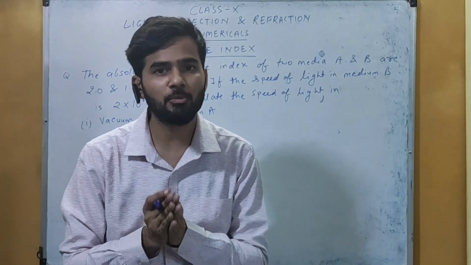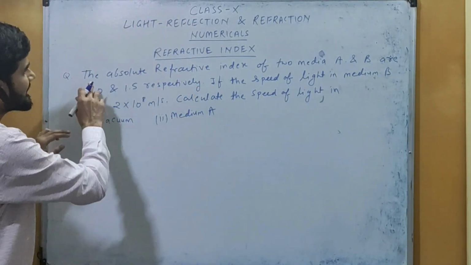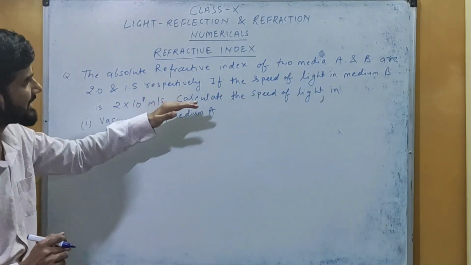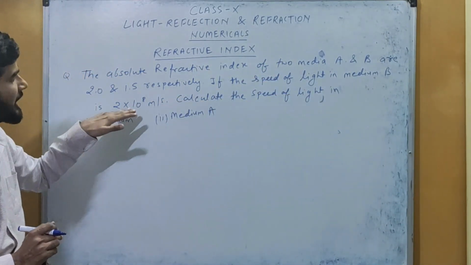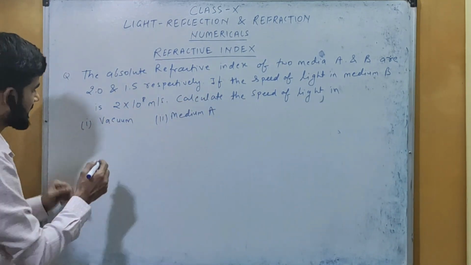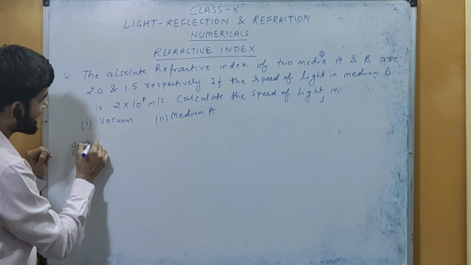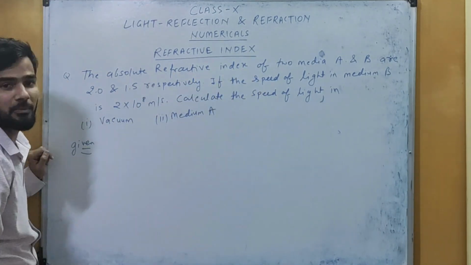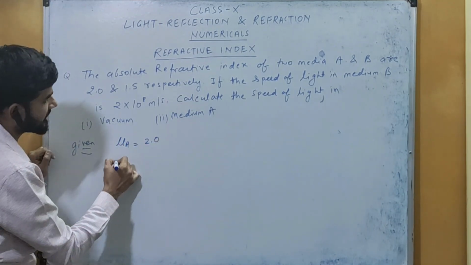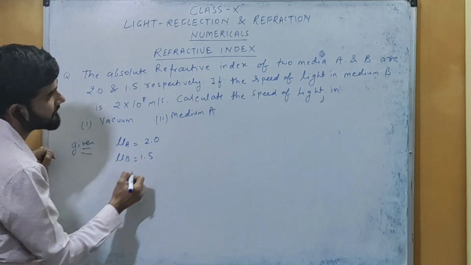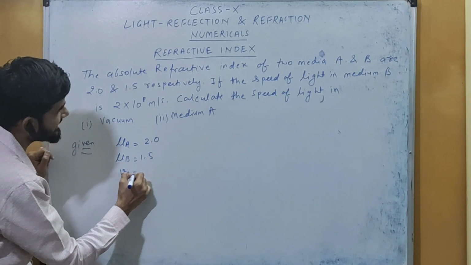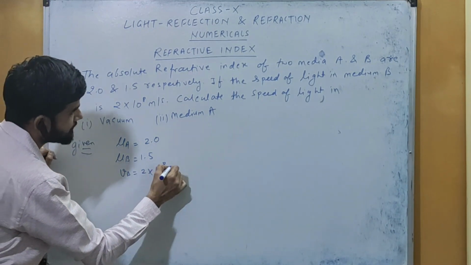Now let us solve one more numerical based on the refractive index. The absolute refractive index of two media A and B are 2.0 and 1.5 respectively. If the speed of light in medium B is 2 × 10⁸, calculate the speed of light in vacuum and medium A. First of all, we will write the given data: the refractive index of medium A, mu A, equals 2, the refractive index of medium B, mu B, equals 1.5, and the speed of light in medium B, VB, equals 2 × 10⁸ meter per second.